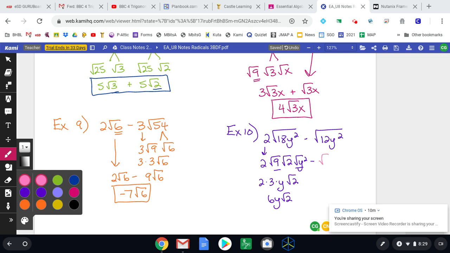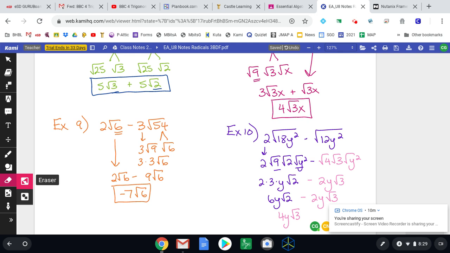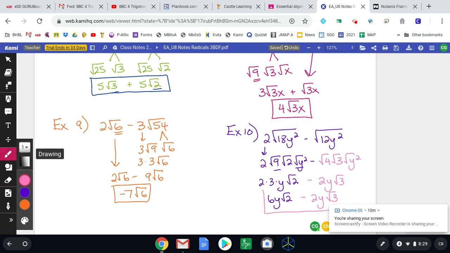I've got radical 4 times radical 3, and that's even, so it gets its own parenthesis there. So 2y radical 3. So subtracting 2y radical 3, that's going to give me a 4y. Oh, silly me. That's not going to combine at all. They don't have like radicals. That's my answer. I'm finished.